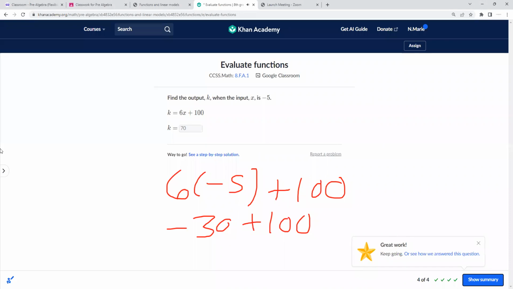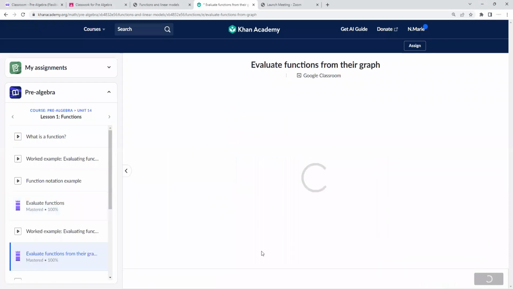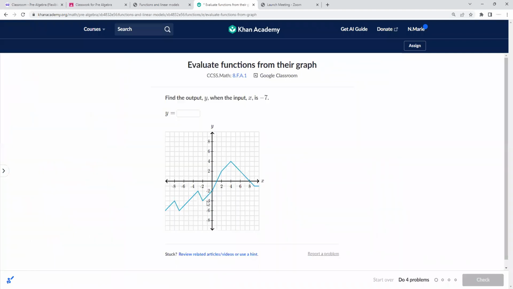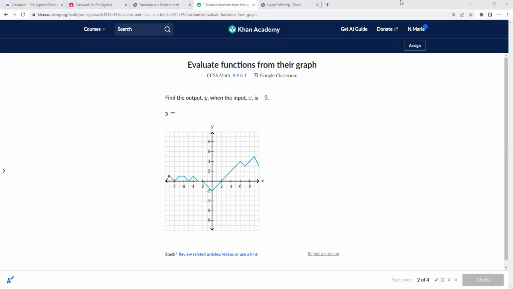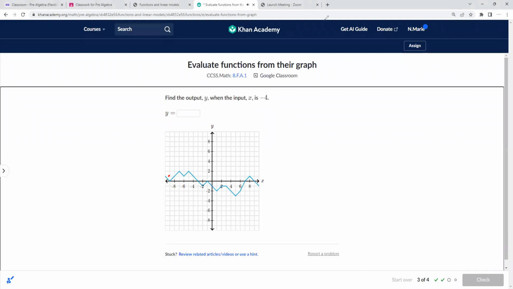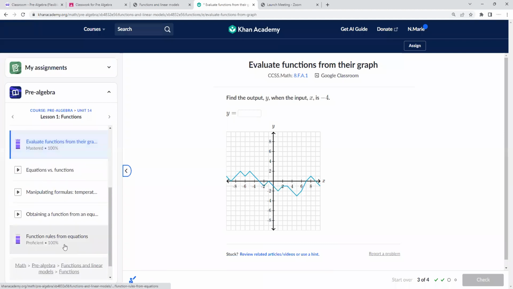And so for evaluating functions, you're really just plugging things in. You can also evaluate by looking at the graph. So when x is -7, your y is -6. Sorry, I misspoke earlier. So it's very easy to also evaluate functions by looking at the graph. When x is -9, y is 1. And so that's pretty much what you're doing when you're plugging them in and using PEMDAS, you're seeing what your y value is.